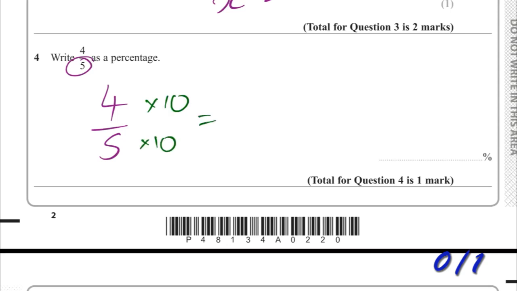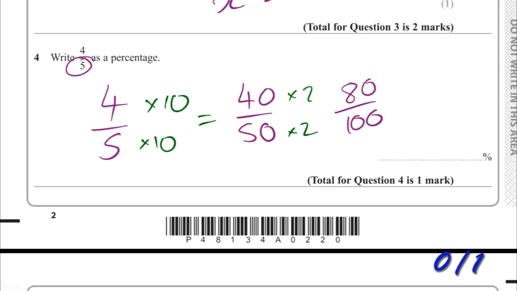That will give me 40 out of 50. And then all I need to do here is times the top and bottom by 2. That gives me 80 out of 100. So my answer is 80%. You could have done this in one step. You could have noticed that 5 times 20 is 100 and done it by timesing top and bottom by 20. So only 1 mark, so all they're looking for there is the answer.